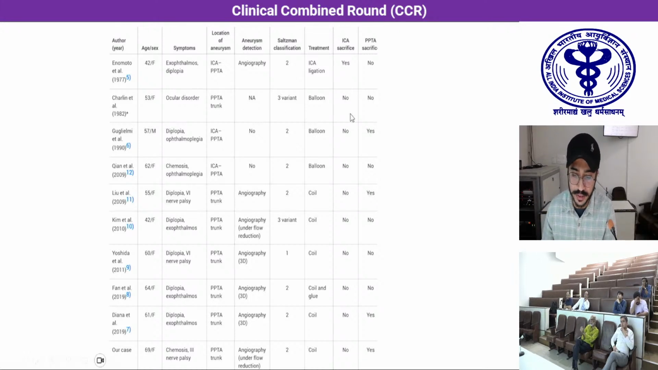Initially, there was treatment when coils were not available. They used to treat with balloons or ICA ligation. But since the advent of coils, most of the cases are being done with coils.